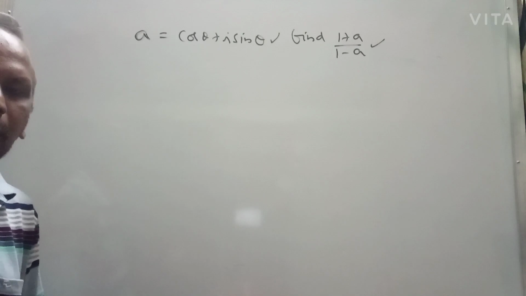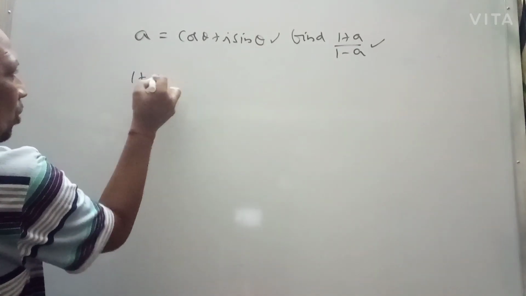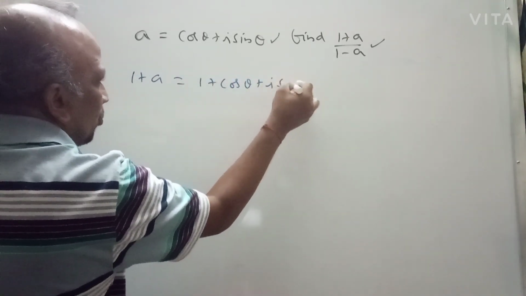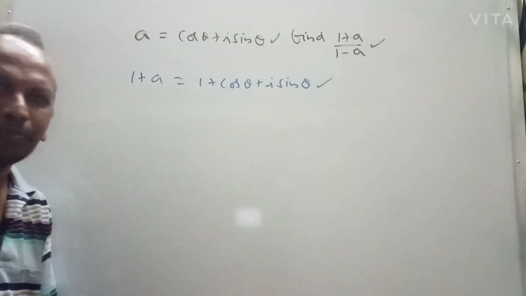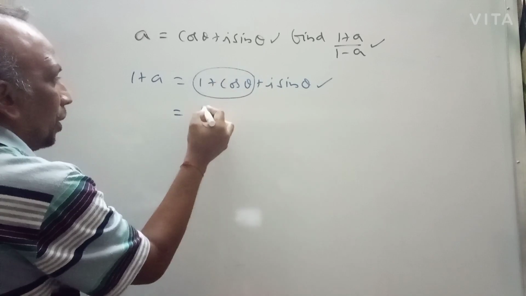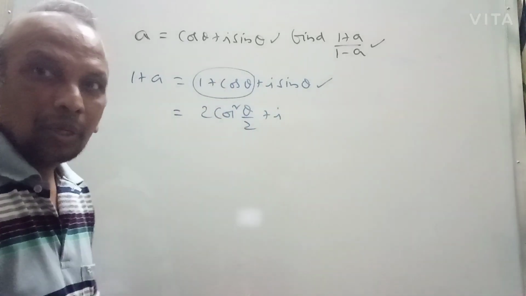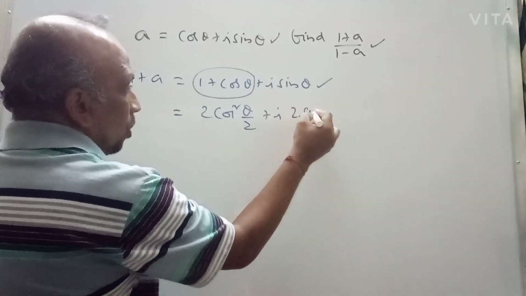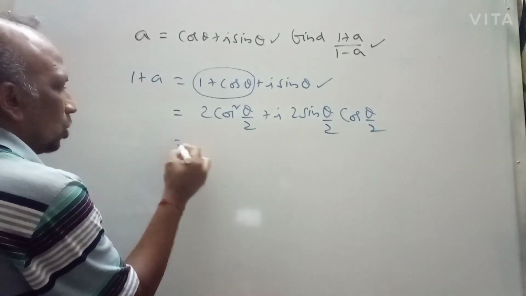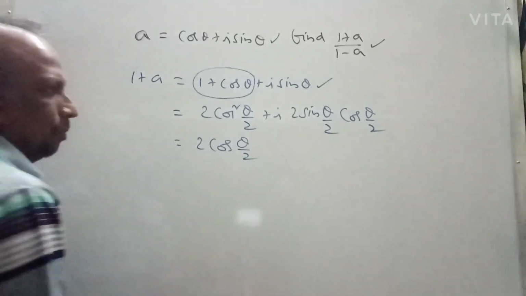a equal to cos theta plus i sin theta is given. So then what about 1 plus a? If we take 1 plus a, you will get 1 plus cos theta plus i sin theta. This is 1 plus a. I can write 1 plus cos theta. This 1 plus cos theta can be written as 2 cos square theta by 2, i into sin theta means I can write 2 sin theta by 2 cos theta by 2. So this will become 2 cos square theta by 2. I can take 2 cos theta by 2 common.